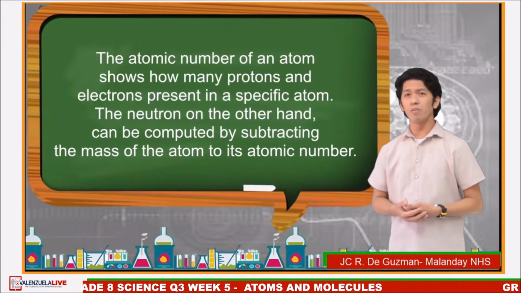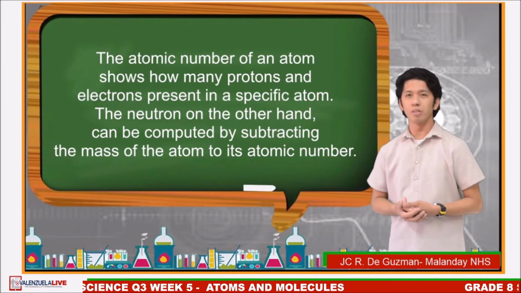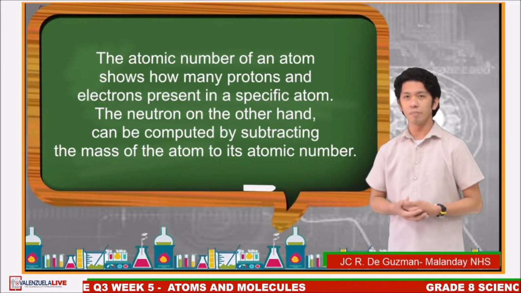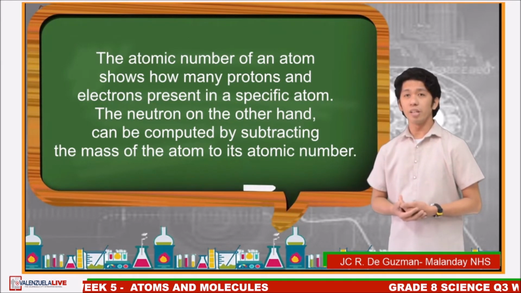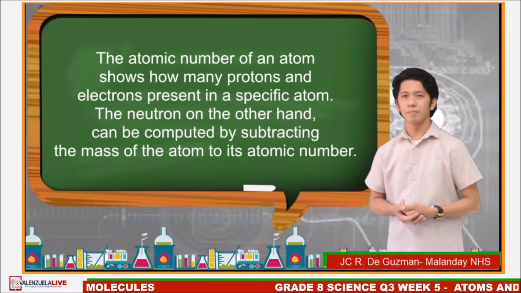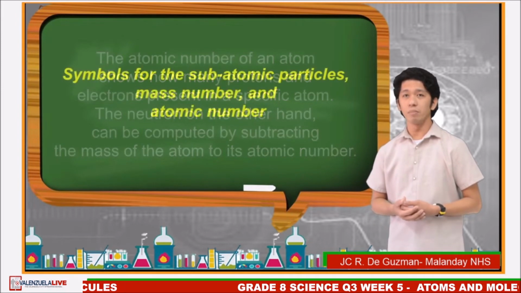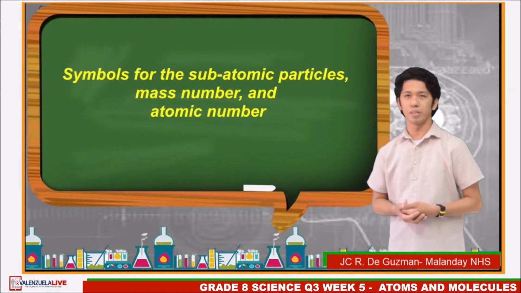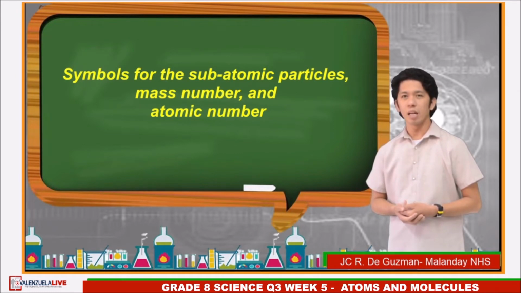The atomic number of an atom shows how many protons and electrons are present in a specific atom. The neutron, on the other hand, can be computed by subtracting the atomic number from the mass number of the atom. These are the following symbols for the subatomic particles: mass number and atomic number.